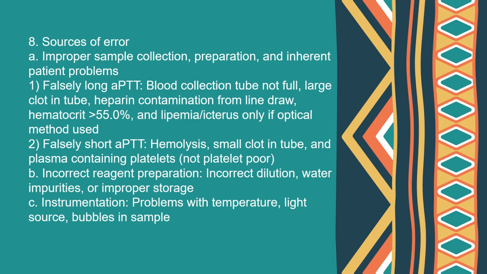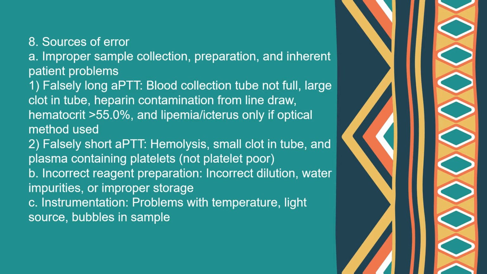contamination with other specimens. When the hematocrit is also higher than 55%, this can also lead to a problem. And the presence of lipemia or icterus can also have a problem with the optical method, especially for those that make use of machines to monitor the time.